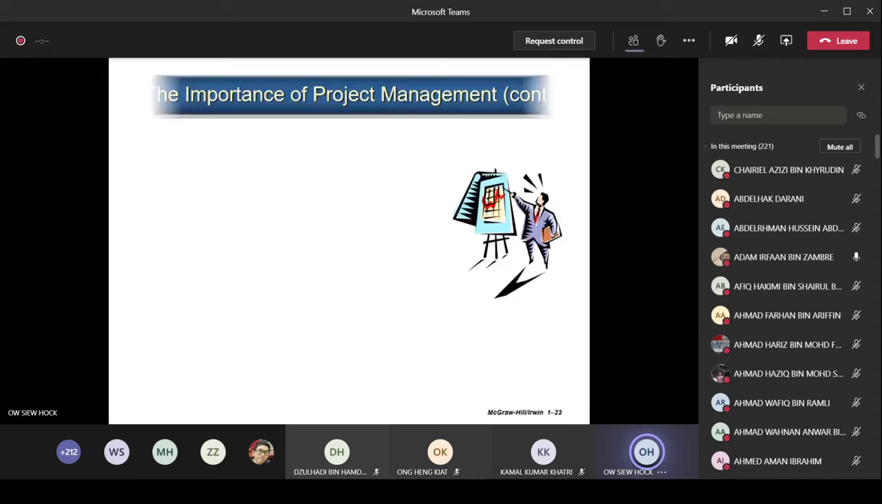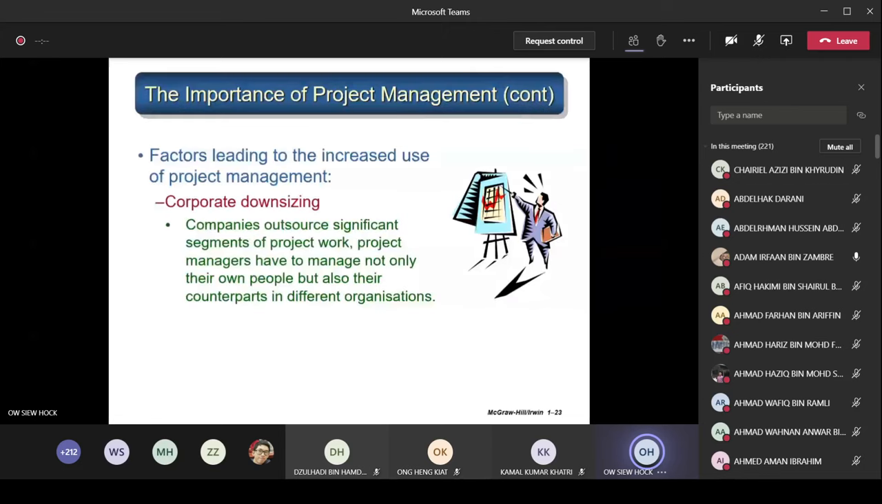So next is the corporate downsizing. Companies outsource significant segments of project work, so project managers have to manage not only their own people, but also their counterparts in different organizations. Today's companies are not very big. They only have a few staff, and then they outsource. They ask other people to do the job for them, and then they just monitor.